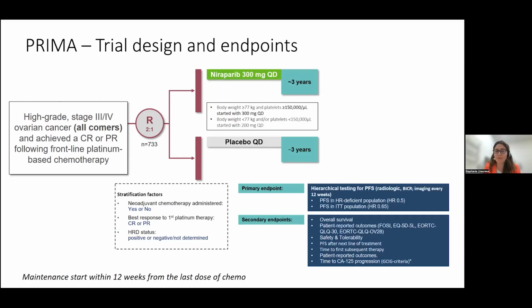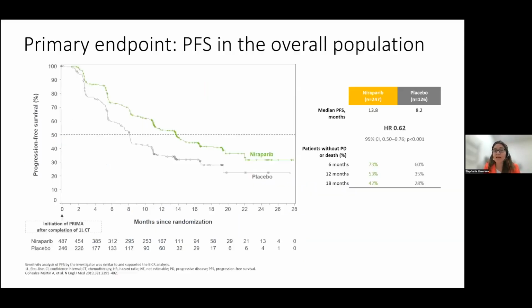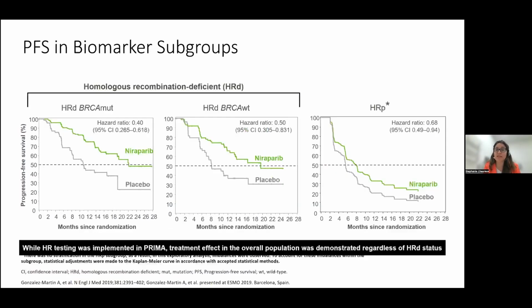The primary endpoint was also the PFS. In terms of the PFS in the overall population, having niraparib is beneficial, with a median PFS of 13.8 months compared to the placebo at 8.2 months. So in the whole population there is a benefit of the PARP maintenance, but that differs according to the HRD status, as you can see here.